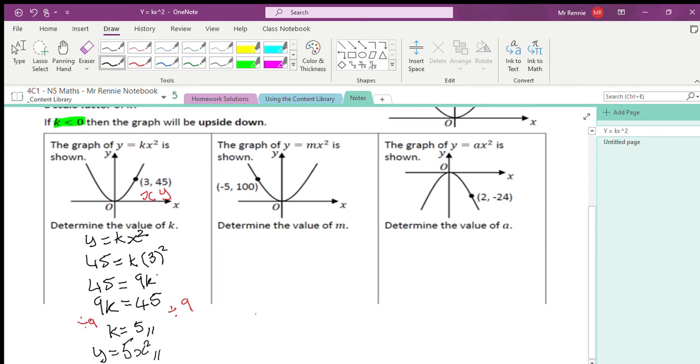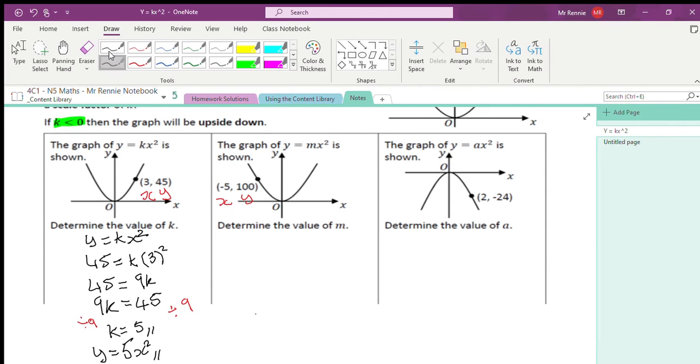Okay, and you're going to see that's how these questions work all the time. So we're going to look at the second question, and you're going to see they've given us a slightly different equation. They've given us y equals mx squared. That's fine, we're just going to have m's instead of k's. First step is I still always have to label what my coordinate is. So that's my x and that's my y value.